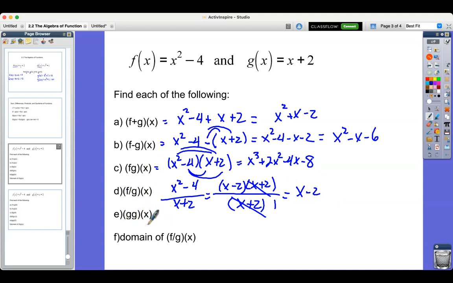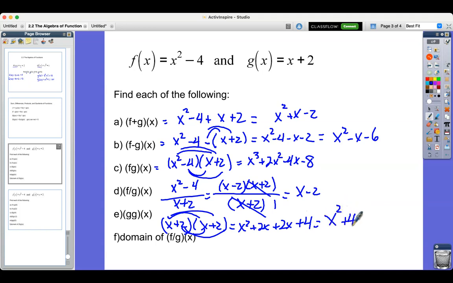Now, g of x, let's look at that. That means you're going to multiply the same problem with itself. So we do that. We get x times x, x squared, x times 2, 2x, 2 times x, 2x, and then 2 times 2, plus 4. Combine like terms, you get x squared plus 4x plus 4.